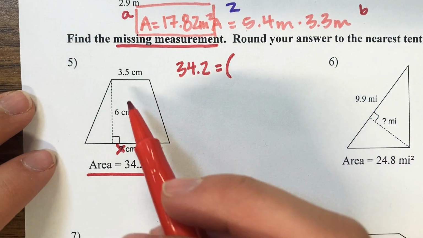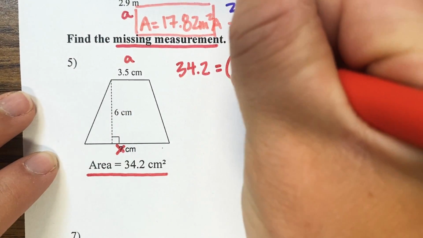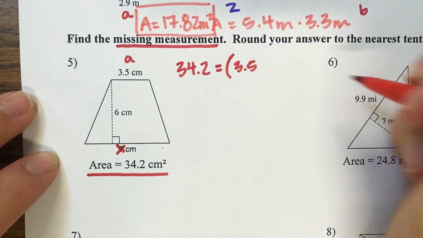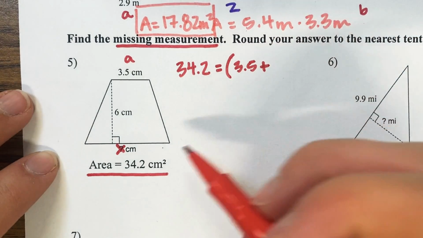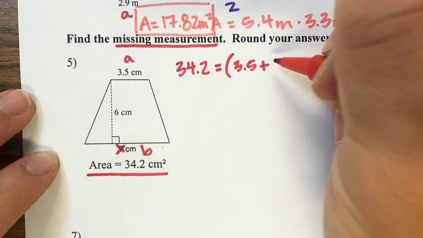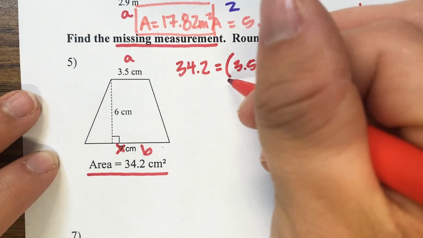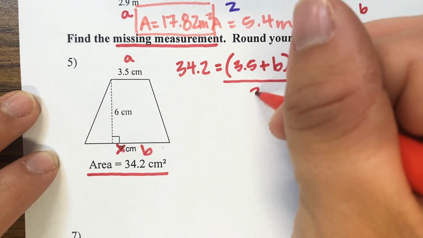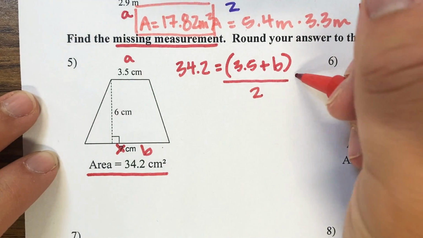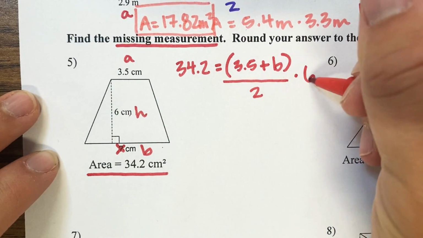Okay, what's my A? Our A comes first. It's our little side, so 3.5. Plus, what's my B? B is what's missing. So we're just going to label that as B. We don't know B, so we have to label it as B. We're going to divide it by 2, which the formula tells us to do, and then we're going to multiply it by the height, which is 6.